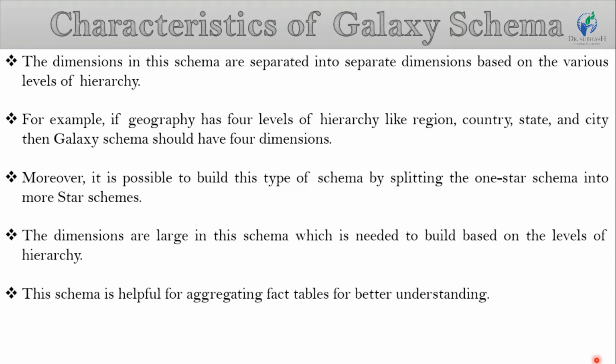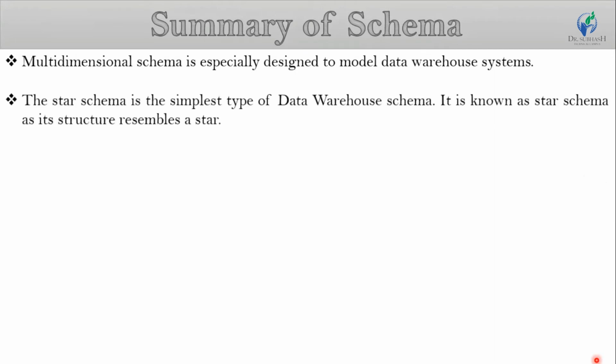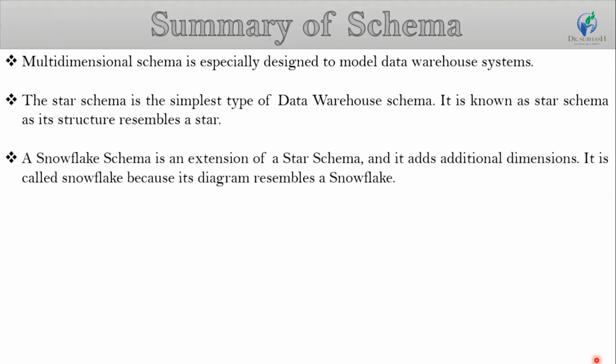So this is about all the schemas. I hope you understand the star schema, snowflake schema and galaxy schema. So the summary of these schemas is: multi-dimensional schema is especially designed to model data warehouse systems. The star schema is the simplest type of data warehouse schema. It is known as star schema as its structure resembles a star. A snowflake schema is an extension of a star schema and it adds additional dimensions. It is called snowflake because its diagram resembles a snowflake.